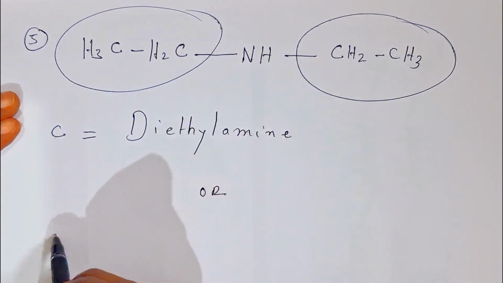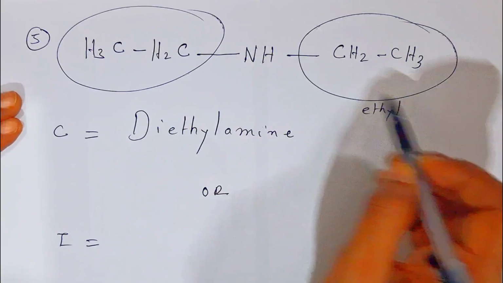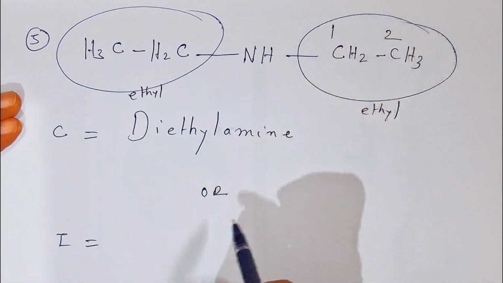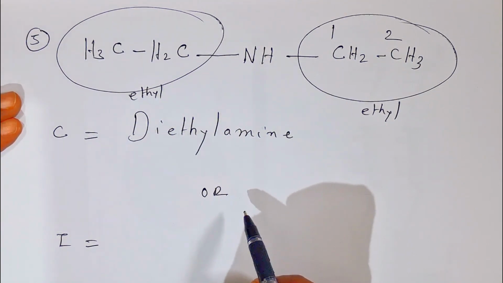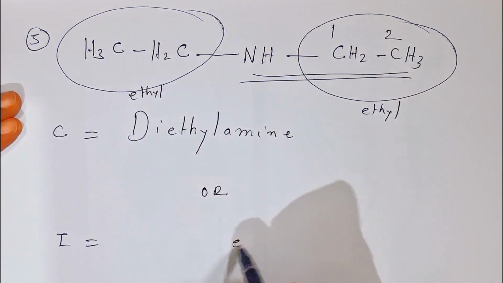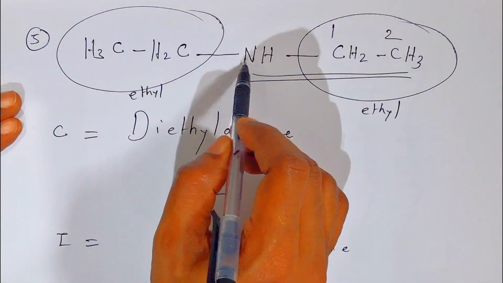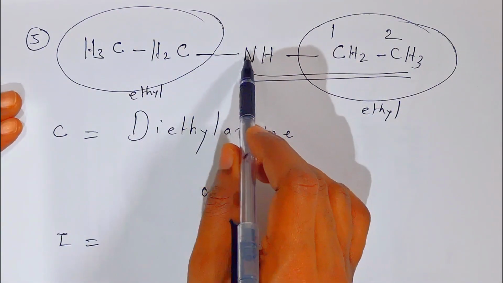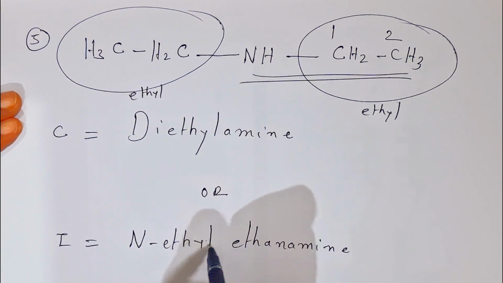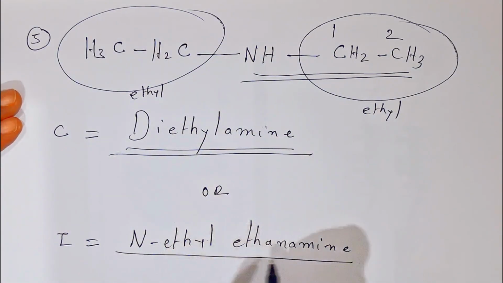What will be the IUPAC system name of this molecule, students? Here, students, you see both are ethyl. Okay, students, one will be the parent in the IUPAC system, so we call it ethenamine. Suppose this is the ethenamine. So an alkyl is attached to the nitrogen of this secondary amine, so we call it N-ethyl. N-ethyl ethenamine will be the name of this molecule. Diethylamine is nothing but N-ethyl ethenamine.